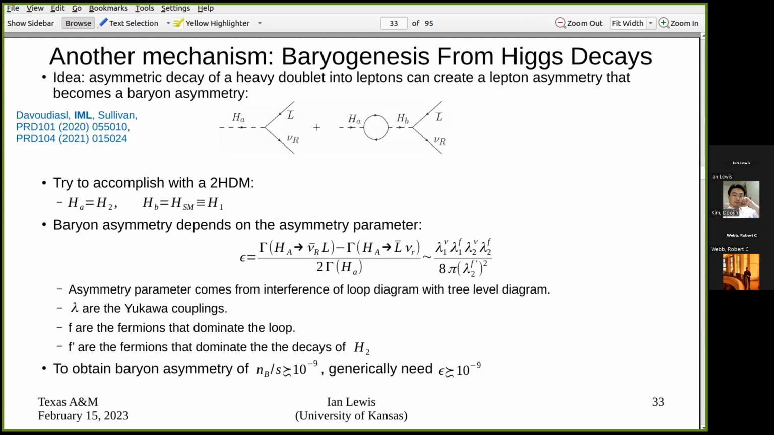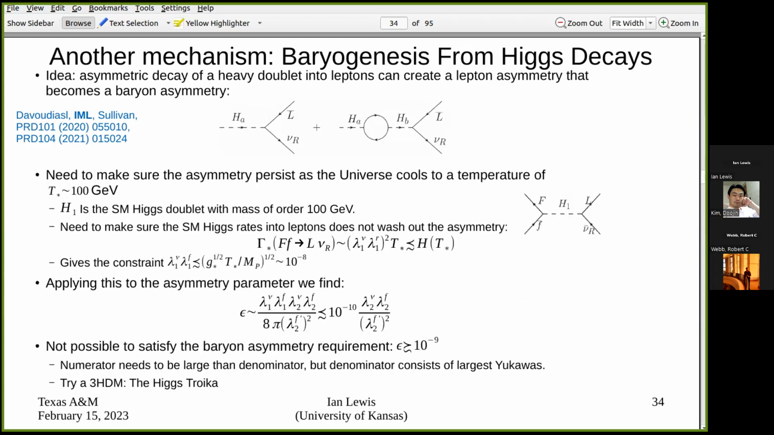And just generically, what I want for baryon asymmetry is 10 to the negative 9. That basically means my asymmetry has to be about larger than that for this thing to work. Now, I need to make sure this asymmetry, as the temperature cools, as the universe cools, actually persists down to order 100 GeV, where these processes that violate baryon number shut off.